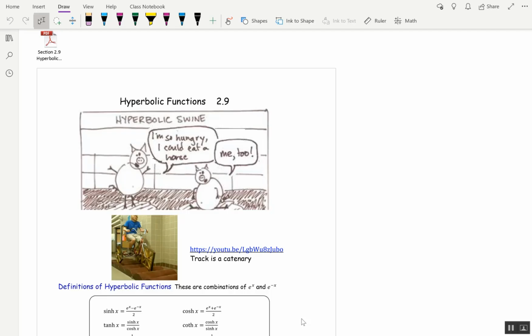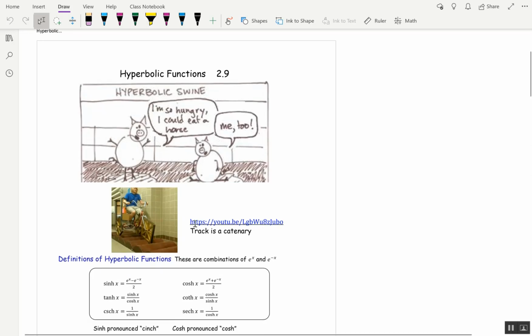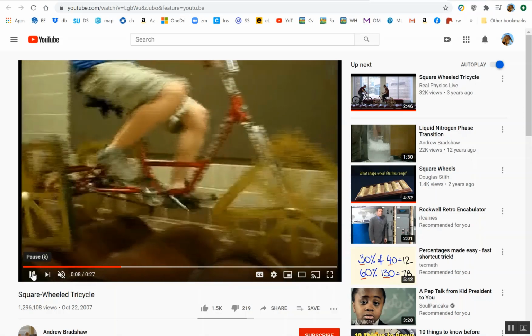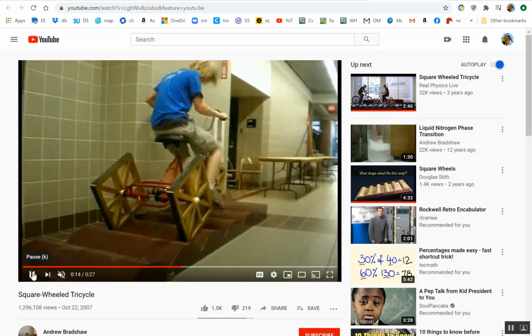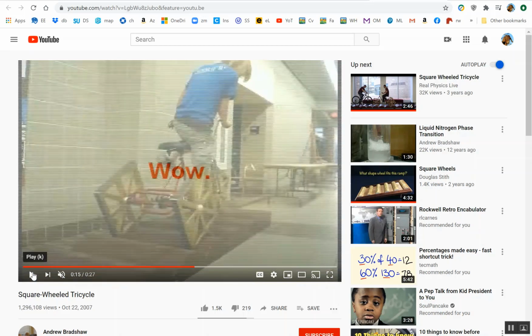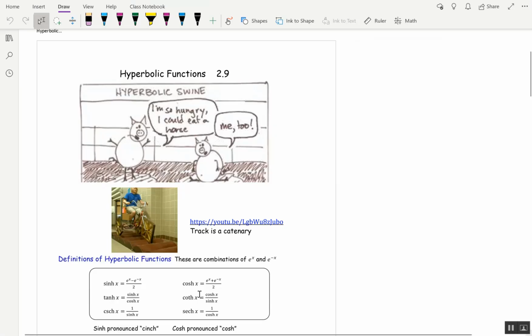Section 2.9, hyperbolic functions. So we start out with a joke about hyperbolic swine, which is kind of cute, I thought. And then this neat video of a man riding a bicycle with square wheels. And let me just show you that. Notice that the wheels are square, and yet the bike is staying level. The bike is staying completely level, and that's because he's riding over a track, which is a catenary. And a catenary is defined by hyperbolic functions.